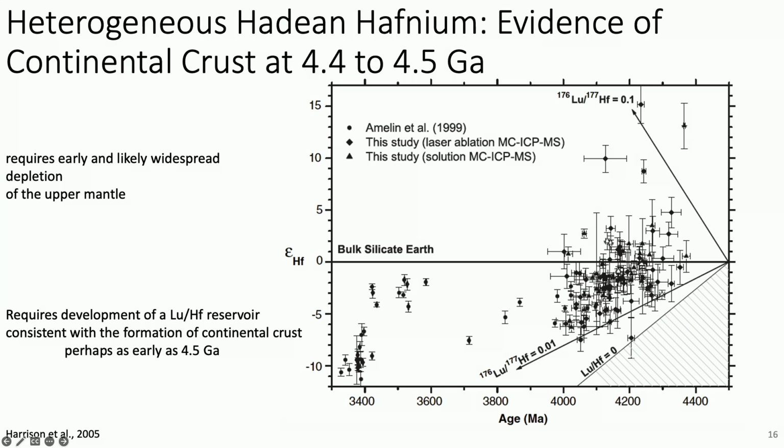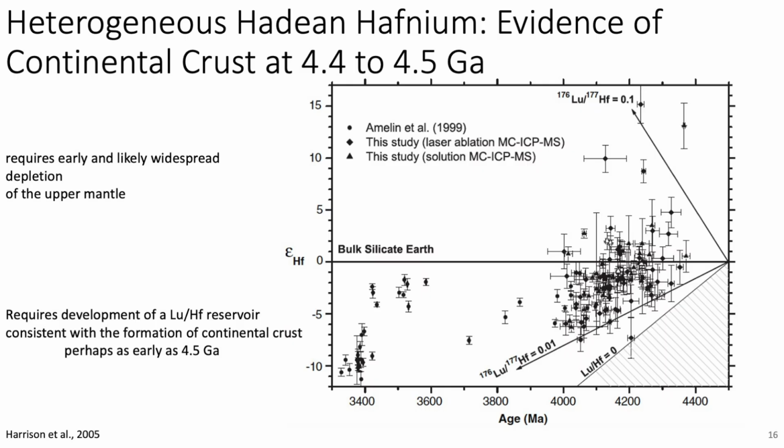In this sector here, that requires an early and likely widespread depletion in hafnium of the upper mantle, which meant that partial melting had already started. And what does partial melting require? That requires water, and that starts to make continents. And when we have data points in that sector here, that requires the development of a lutetium-hafnium reservoir that's consistent with the formation of the continental crust, probably as early as 4.5 billion years ago. So that's one of the oldest pieces of evidence that there was some form of crust at the surface of the Earth that required some ocean.